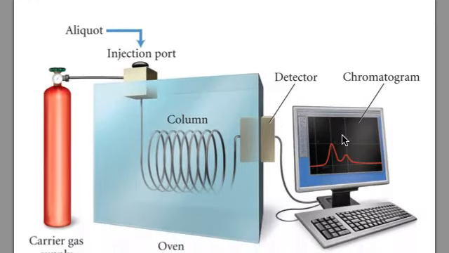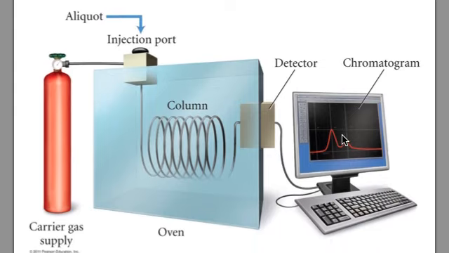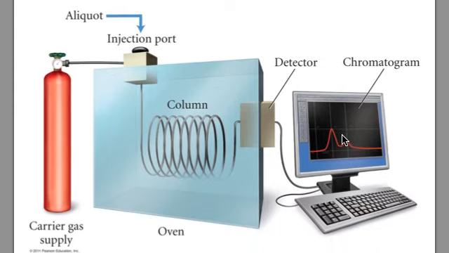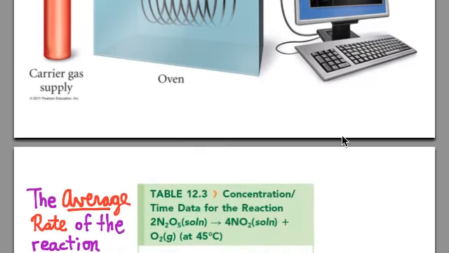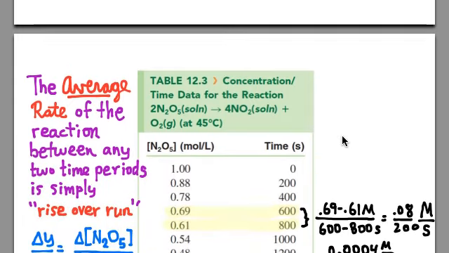This one I don't have set up easily to demonstrate, but it's a gas chromatogram. You inject a little bit of gas over here, and it goes round and round this tube through the oven, and is detected over here. And the computer analyzes how much of a particular gas, be it a reactant or product, and we can use that as well to analyze the progress of reaction.